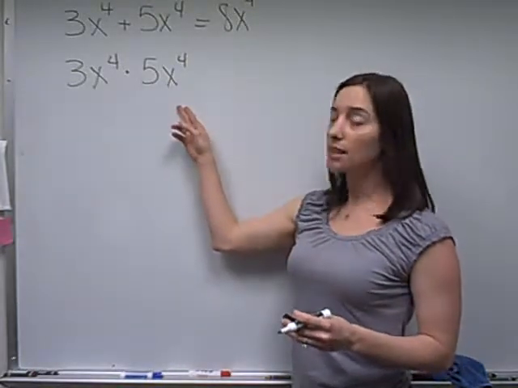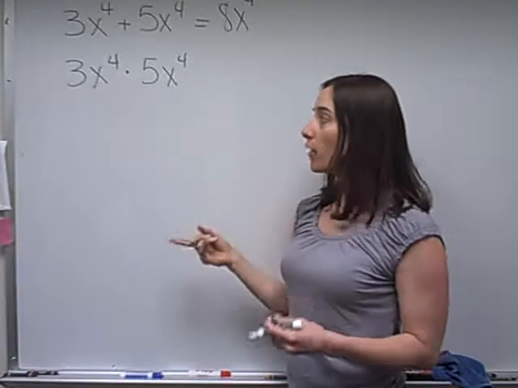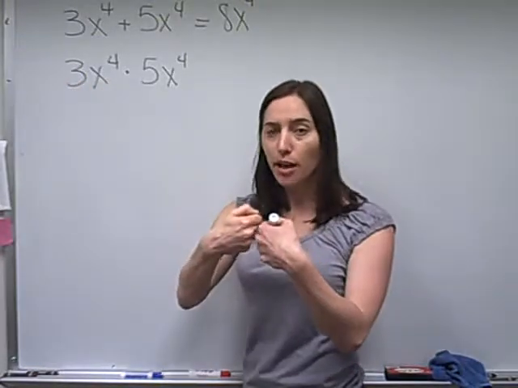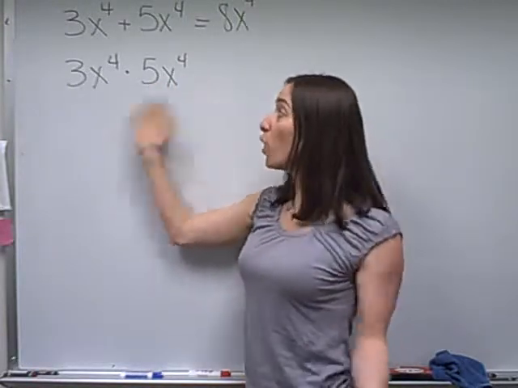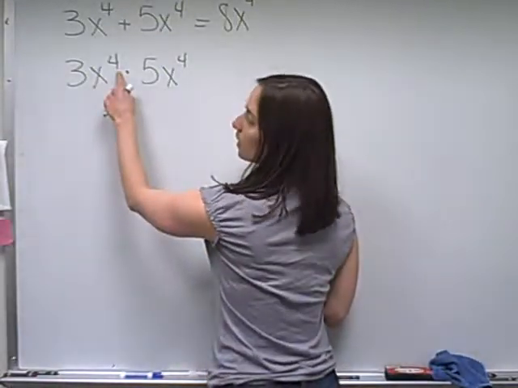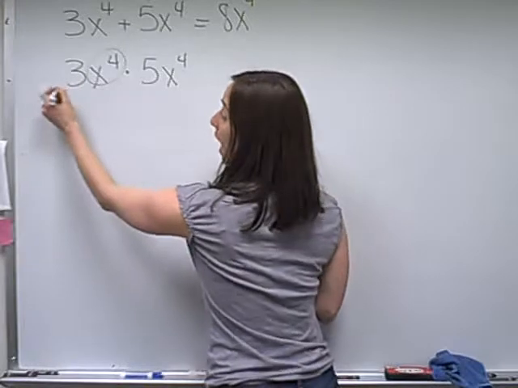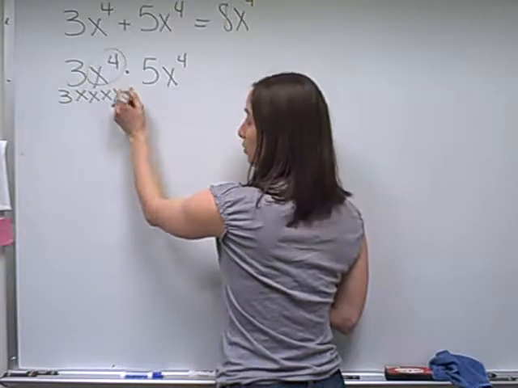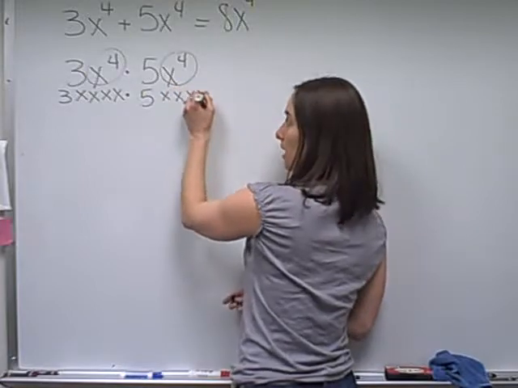This expression is asking me to multiply 3x to the fourth times 5x to the fourth. Now when I think about it, this 3 coefficient and the x to the fourth are side by side multiplying, as is the 5 times the x to the fourth here. So I basically have one huge multiplication problem. So if I wanted to expand this out, this exponent is only immediately directly touching the x. So expanding it out, I would have 3 times x times x times x times x multiplied to 5 times x times x times x times x.